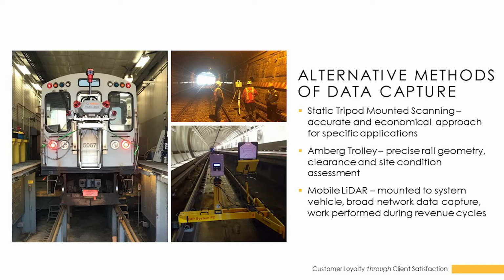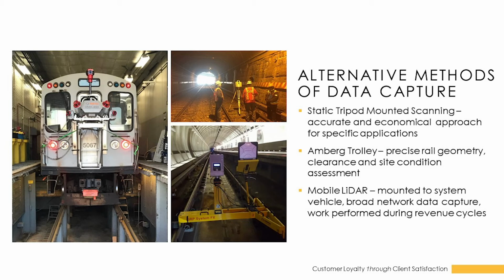The second one would be an Amberg trolley or some kind of a geometry trolley similar. So the Amberg trolley is a very, very precise rail geometry measuring device. It's really a grand option for clearance and site condition assessment. And this is a good example of one here. It looks like, I'm not sure which station this is.